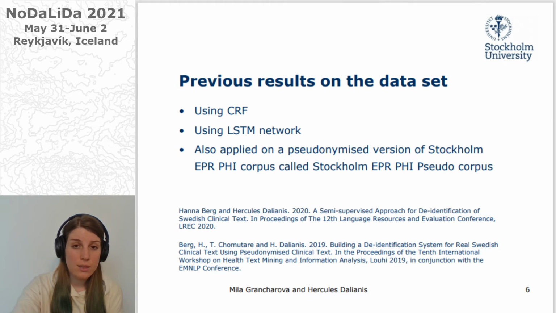My colleagues at Stockholm University have previously conducted some studies on this data set. They've tried training a conditional random field model and an LSTM neural network to solve this task. They've also applied these methods on a pseudonymized version of this data set. By pseudonymization here, we mean replacing the named entities with lexical surrogates.